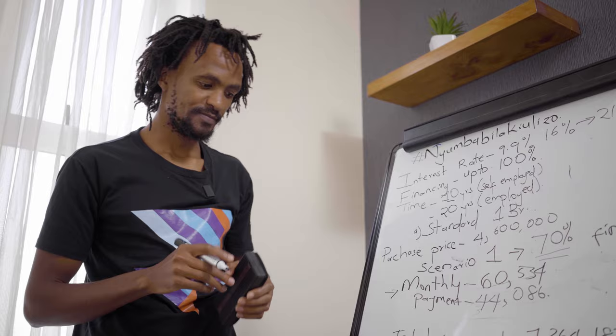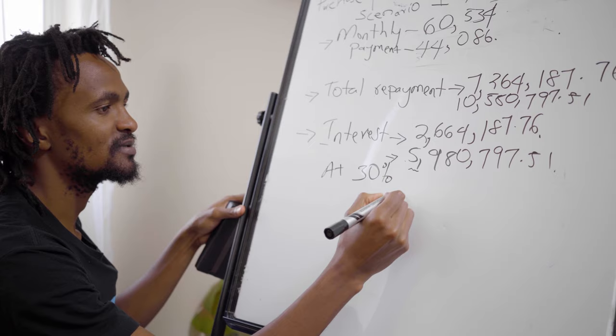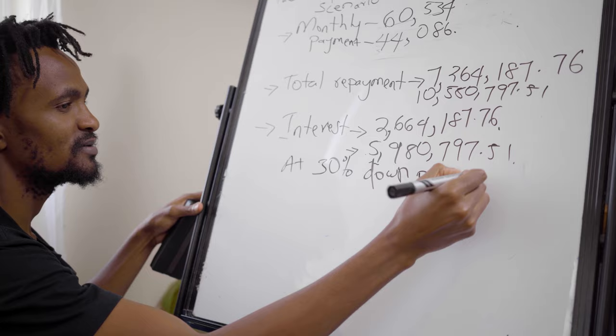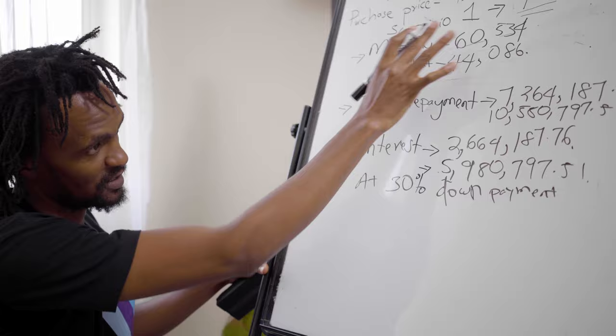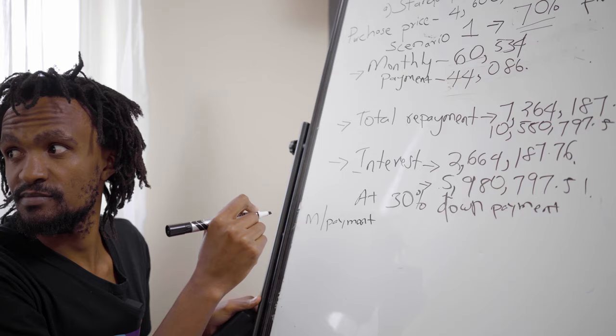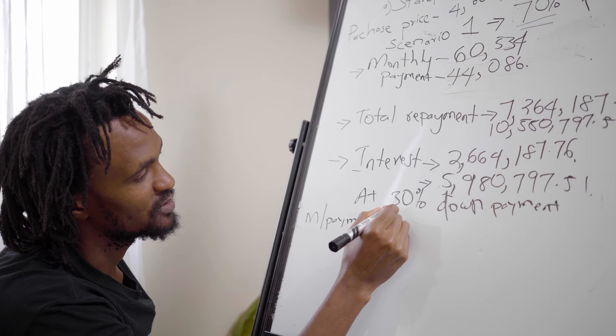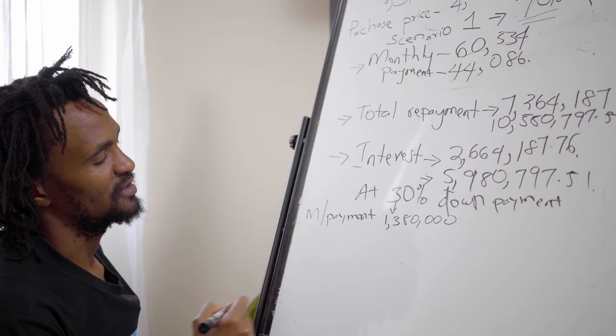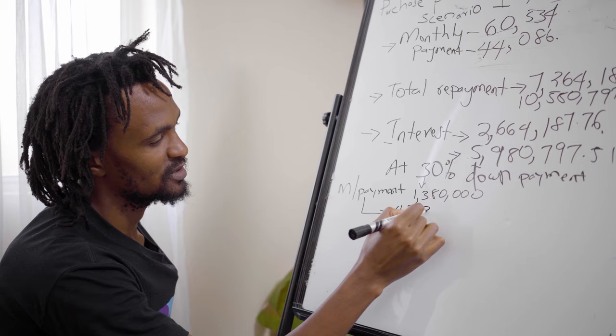So you are at 30% down payment. We still have the numbers of the first scenario of the employed person. So first of all, what is the 30% amount? The down payment is 1,380,000. So the monthly payment will come to 42,374. And the first time it was 60,000. So you see, it has come down by 18,000.